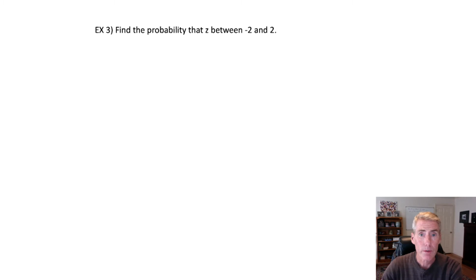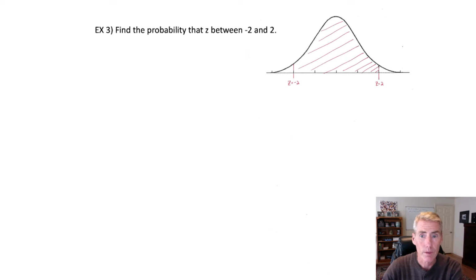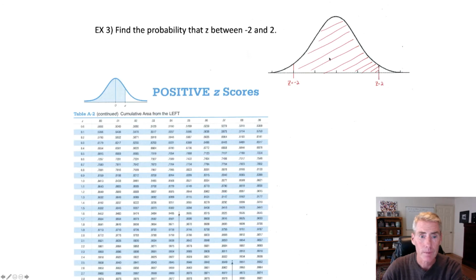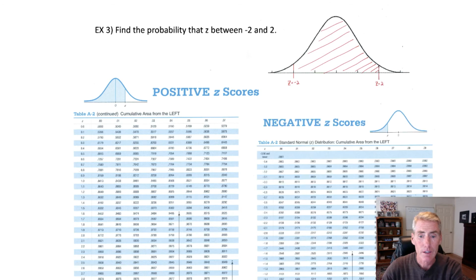What about number 3? What about if it's between two values, like between -2 and +2? So I shade the area. Over here is z equals -2, and over here z equals +2, and then shade in between. So get out the old positive z-score because we're going to have to look up a 2, but we're also going to have to look up a -2. So if you look at the other side of that, or depending on how it's folded, but very close to the positive z-score is the negative z-score table.